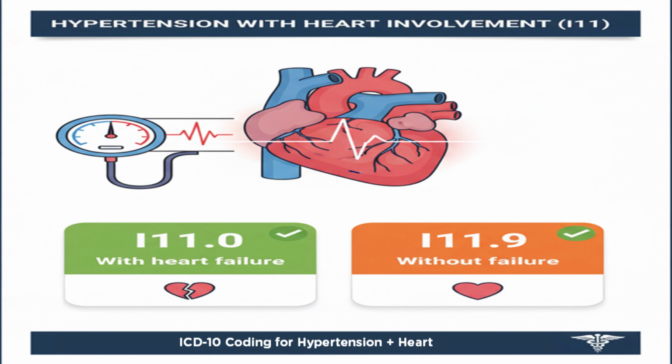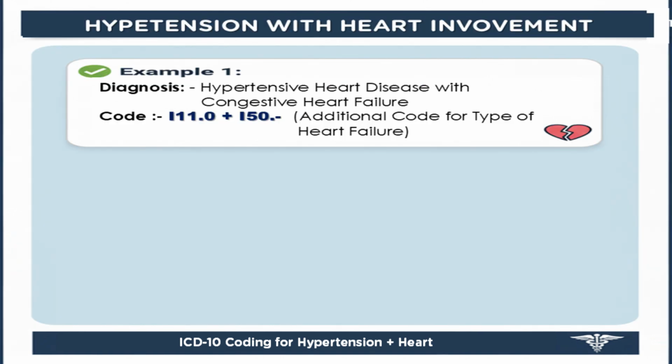When coding for hypertensive heart disease, the specific documentation of heart failure determines the combination code you'll use. Let's look at two practical examples. For example 1, the diagnosis is hypertensive heart disease with congestive heart failure. This requires two codes: I11.0, the combination code, followed by a code from the I50 series to specify the exact type of heart failure, such as systolic or diastolic.